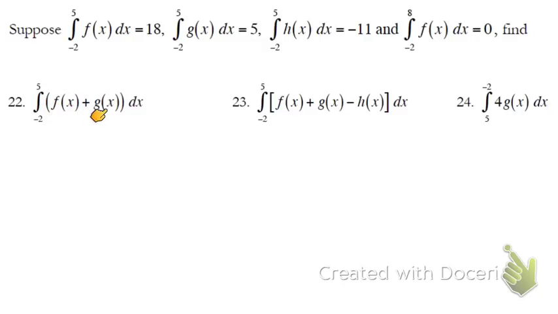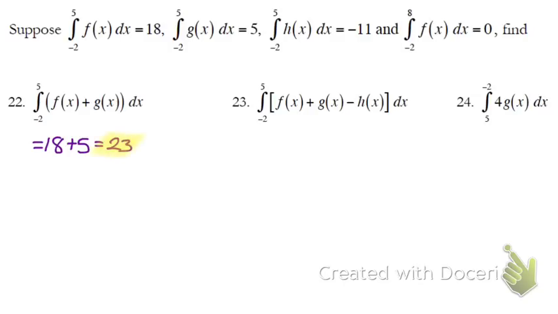Well, I know the integral from negative 2 to 5 of f of x is 18. There's 18 units of area underneath that curve. And I know the integral from negative 2 to 5 of g of x is 5. There's 5 units of area underneath that curve. So if I add these two functions together, it's just like adding their areas together. So 18 plus 5 gives me 23.